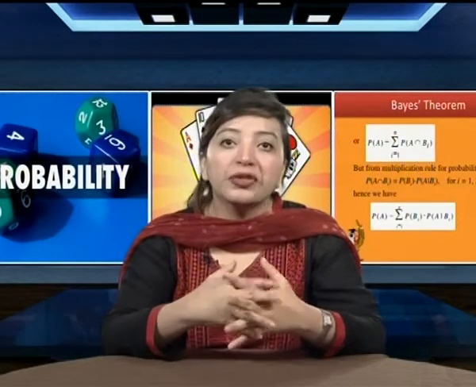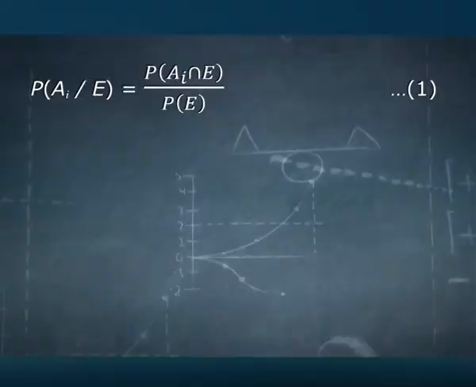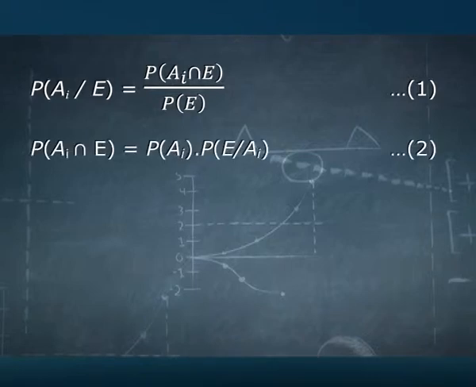So we have a proof for this as well. We have probability of AI intersection E divided by probability of E, which is equal to probability of AI given E. Let's make this equation 1. Also we have probability of AI intersection E equal to probability of AI times probability of E given AI. Let's make this equation number 2.